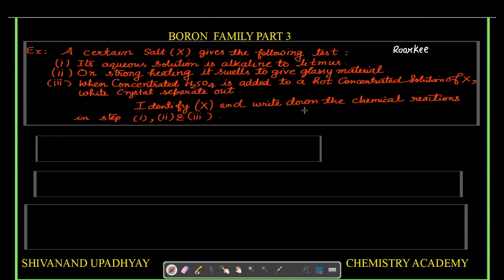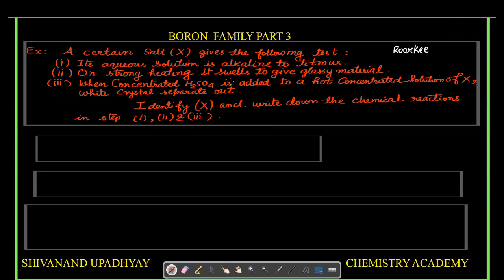Okay. So the first example is: a certain salt X gives the following tests. First point, its aqueous solution is alkaline to litmus. So it is satisfying the condition of borax because we have studied that borax solution acts like an acidic buffer and the pH of the solution is the pKa of boric acid, and pKa of boric acid is 9.26. But by reading this line, I cannot justify the whole thing. I'm just explaining that this is matching with borax. On strong heating, it swells to give glassy beads.